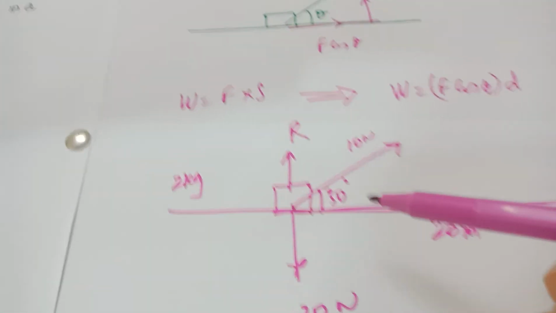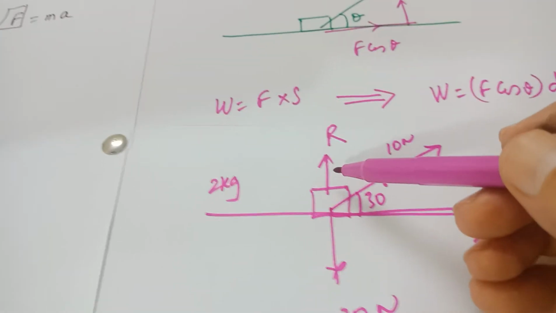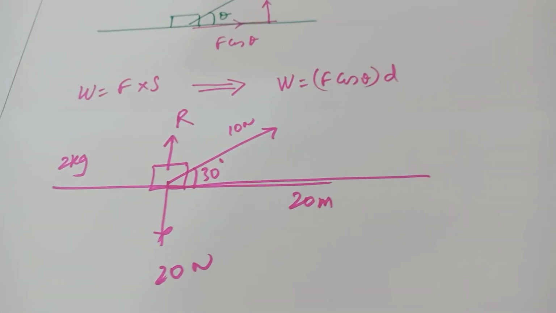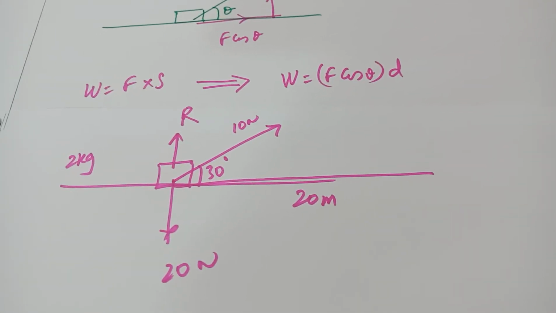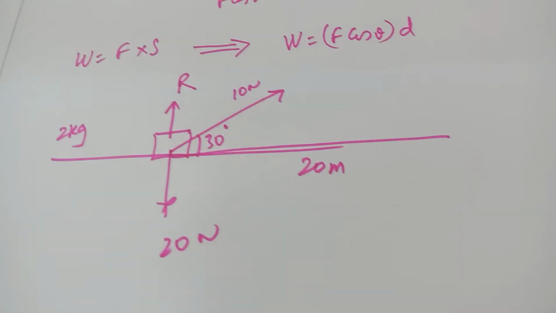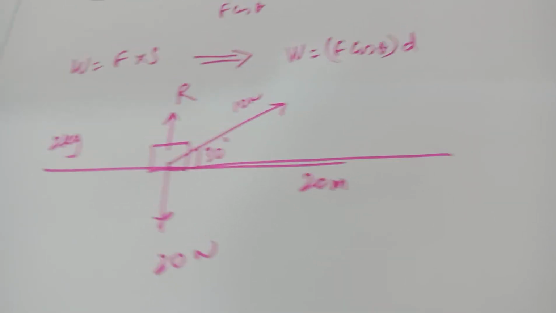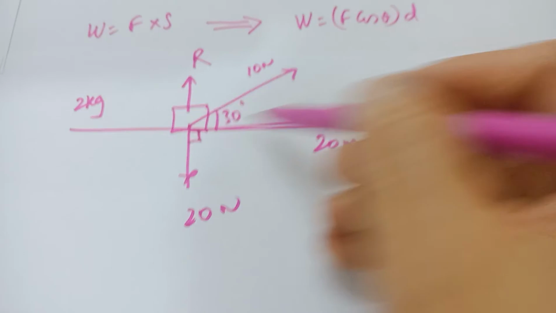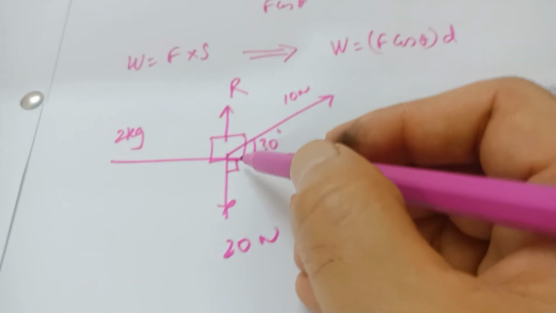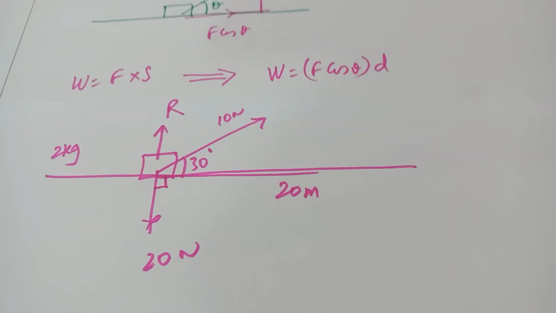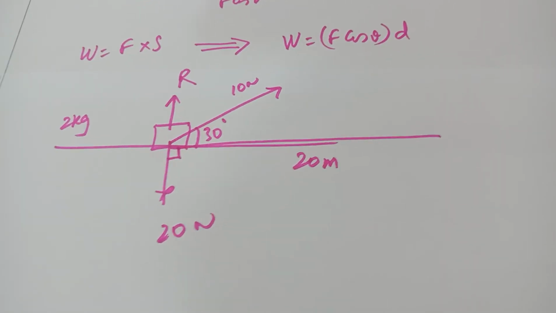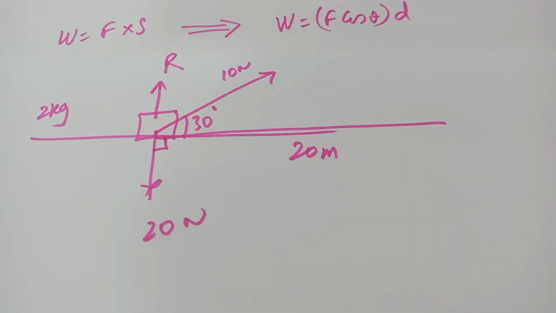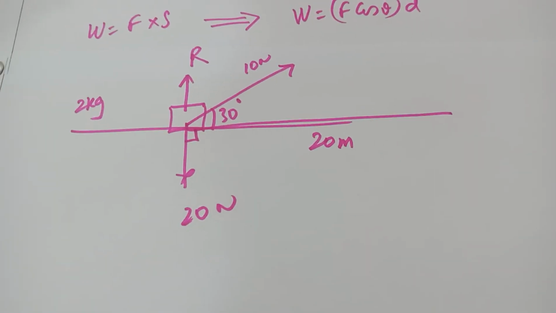Now why don't we consider this weight and this R while finding the work done by this inclined force? Let me give you the reason. If you look at the angle that this weight is making with the direction of the force, can you see that this is an angle of 90 degrees? Do you remember what cos 90 is? Yeah, cos 90 is 0.